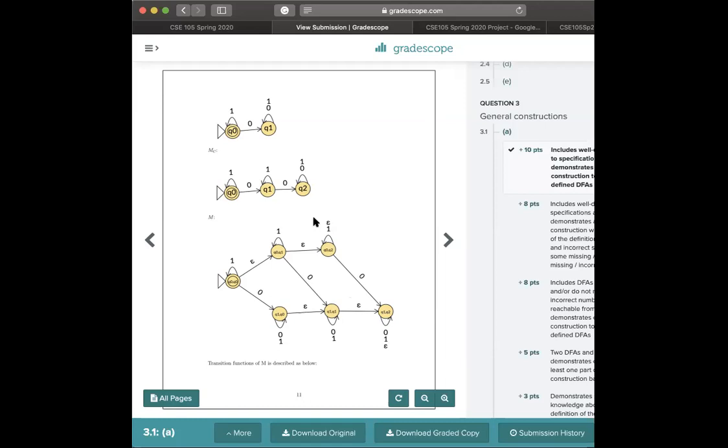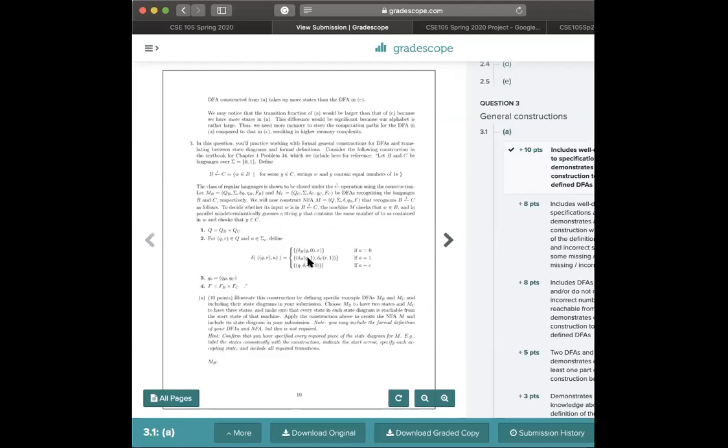Okay, now let's go over my solution. Here I have 2 DFAs, where MB has 2 states and MC has 3 states. Based on these 2 DFAs, I constructed this NFA, which has 6 different states. Each state is a Cartesian product of states from MB and MC. Now let's go over the transition function.